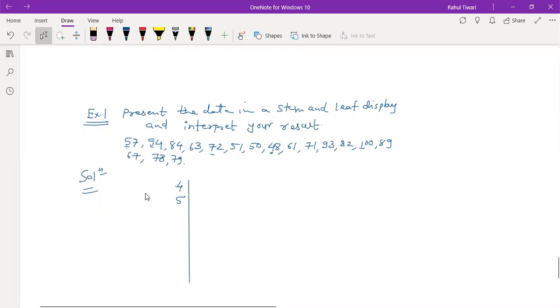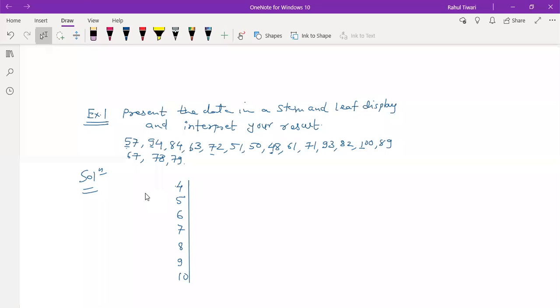Even if 5 is not there, you can see 5 is there. But if 5 is not there, no need to write it. 6 is there, yes. 7 is there, yes. 8 is there, yes. So whatever number is there, you write down that number.